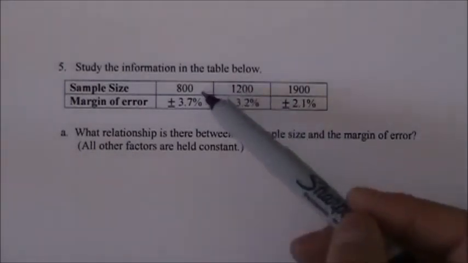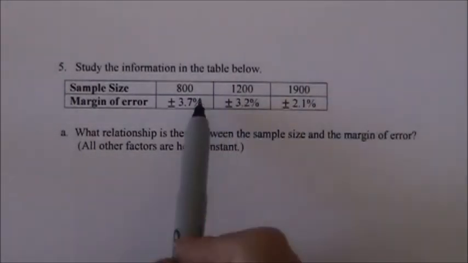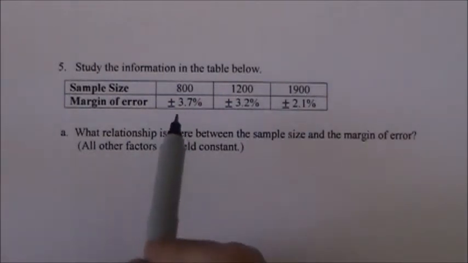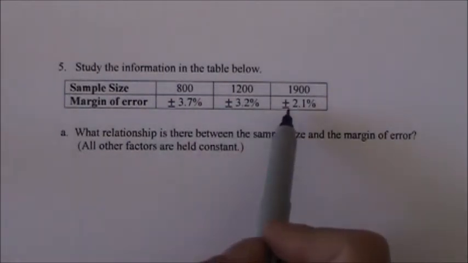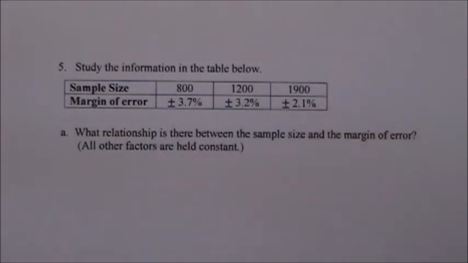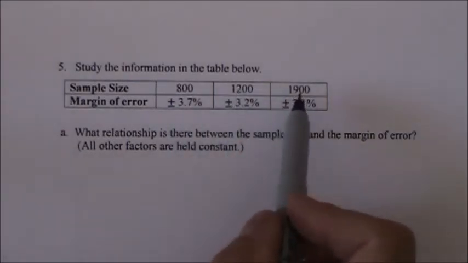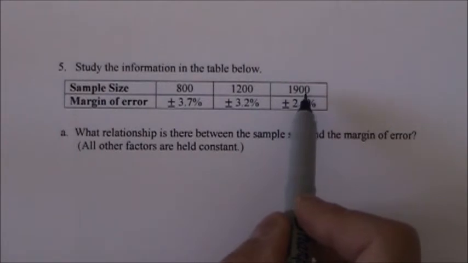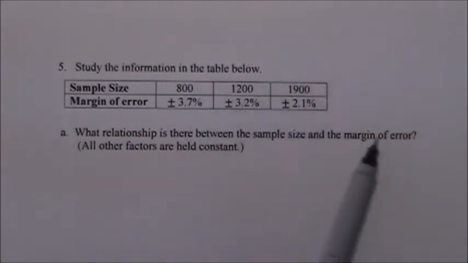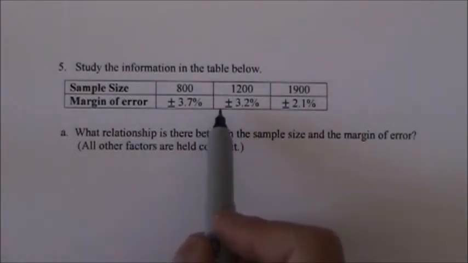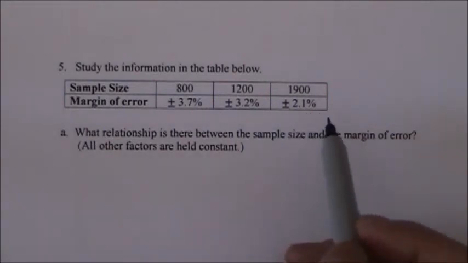So as we go to look at this, we've got our sample size going up, we have our margin of error going down. So what we could say is that as the sample size increases or gets bigger, the margin of error decreases or gets smaller.